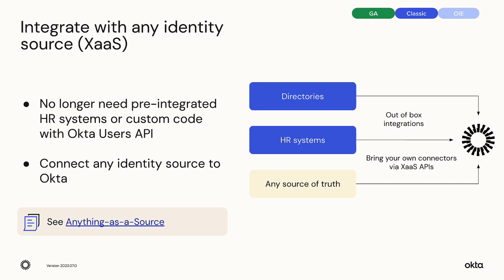Integrate with any identity source. To get Okta's full HR-driven provisioning and LCM functionality for an HR integration, customers previously had to use one of 5 pre-integrated HR systems or build complex custom code with the Okta Users API to replicate some of Okta's LCM functionality for other identity sources. With anything as a source, customers now have the flexibility to connect any identity source to Okta and realize the full benefits of HR-driven provisioning with a simpler solution.